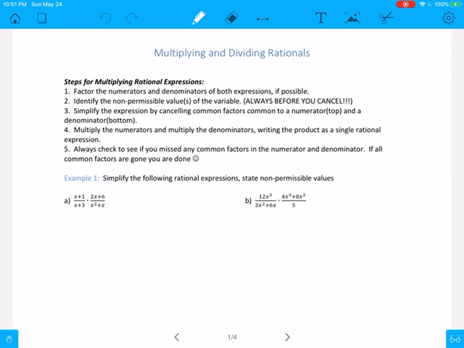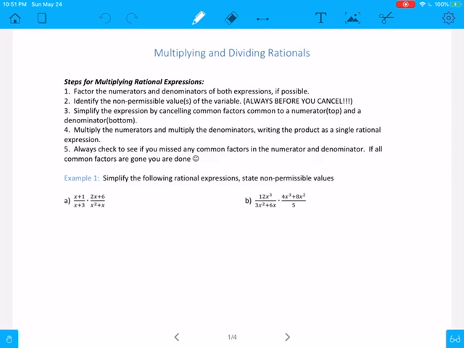Factor the numerator and denominators of both expressions. Identify the non-permissible values always before you cancel. Then simplify. Anything on the numerator that cancels anything on the denominator can go. And then multiply the numerators and multiply the denominators, writing them as the product of a single rational. And then always check to see if you missed anything.